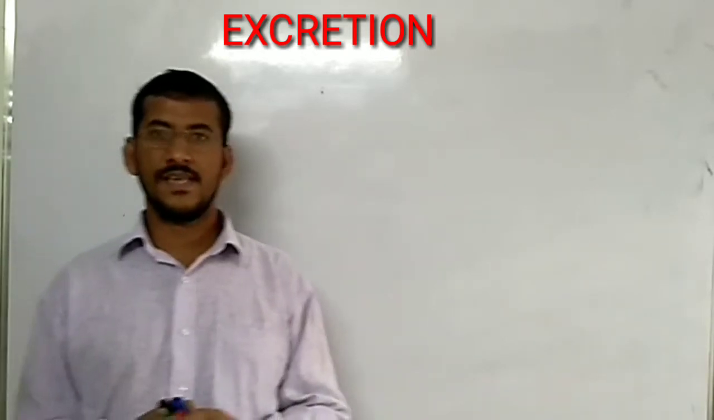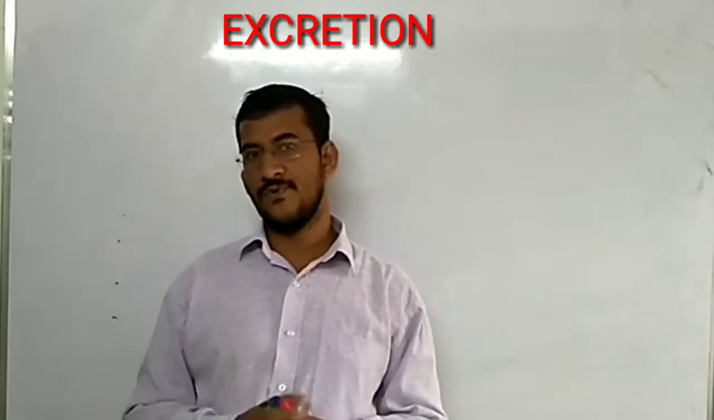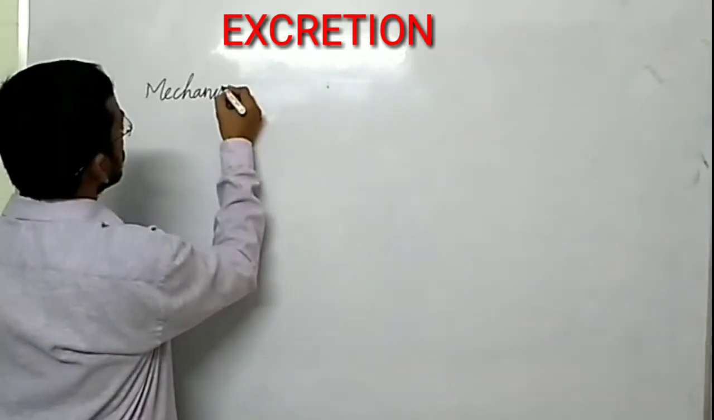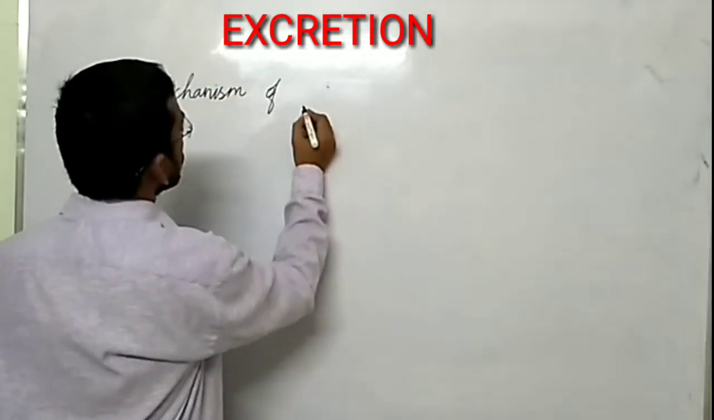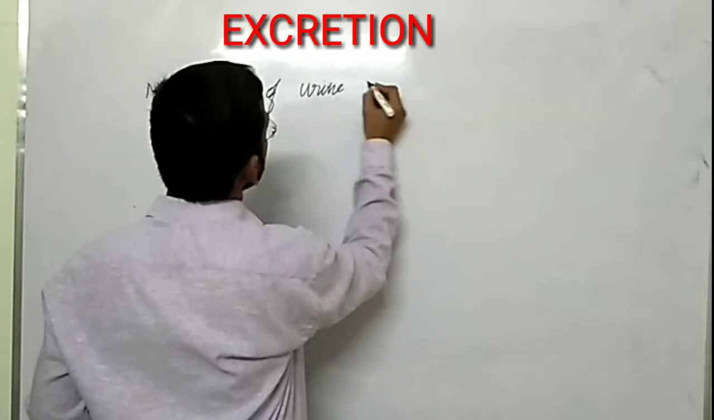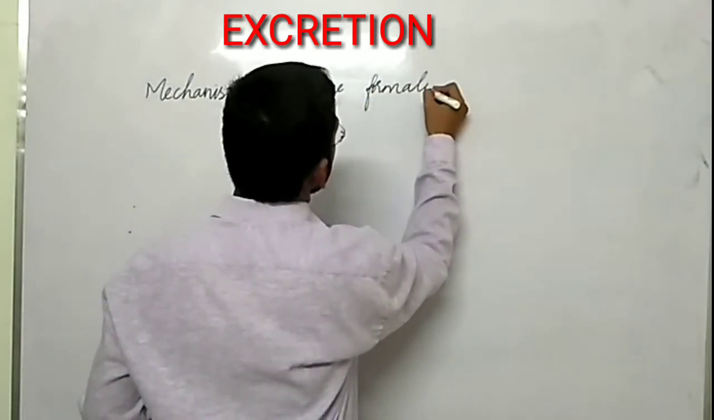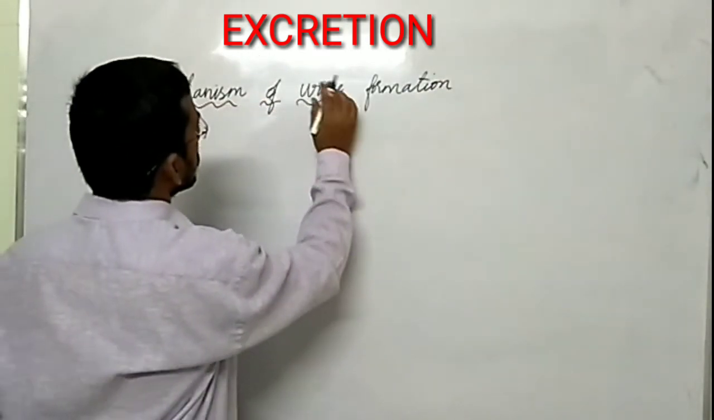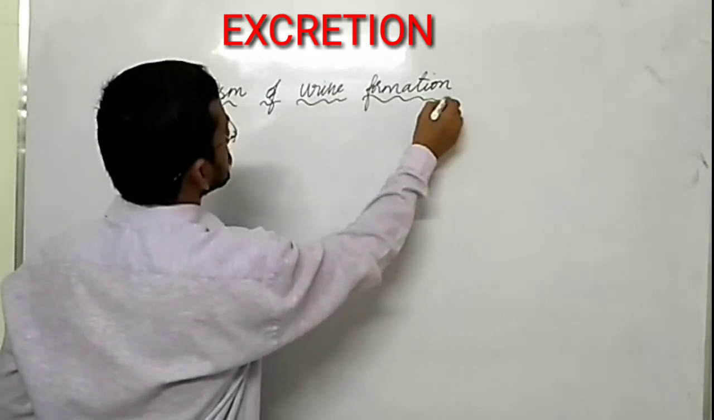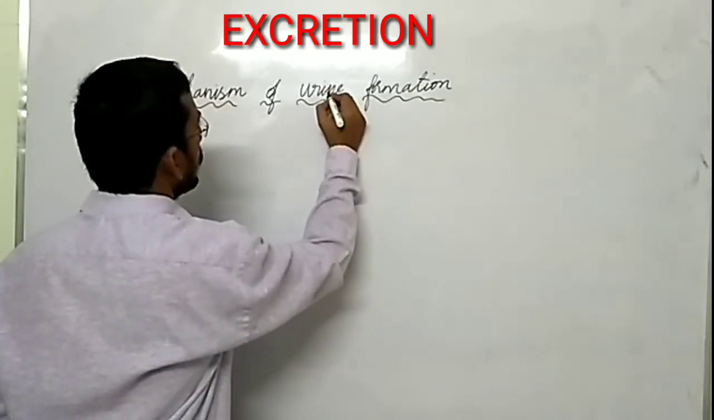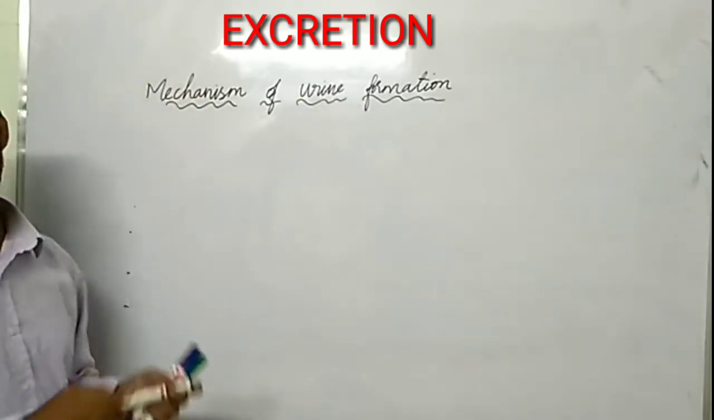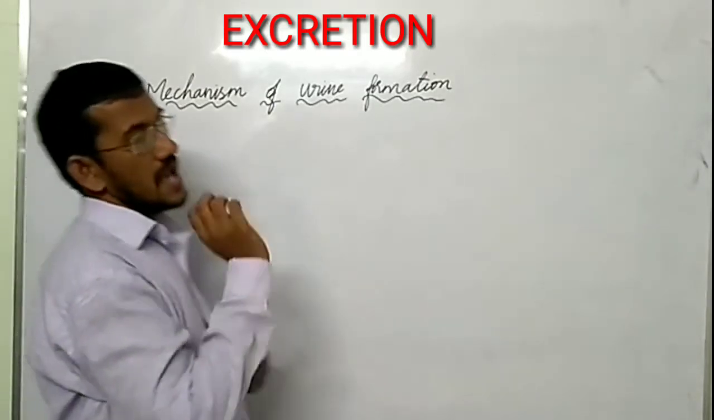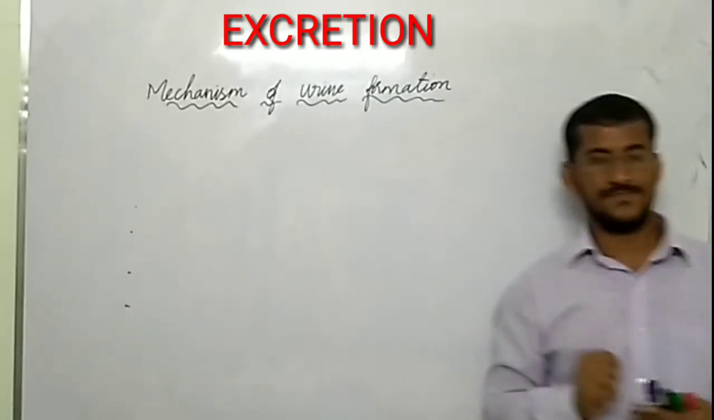Now in this class, let us learn how urine is formed, the mechanism of urine formation. So in this class, let us learn how urine is formed. The mechanism of urine formation occurs in 4 steps.